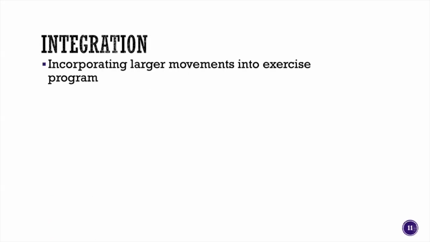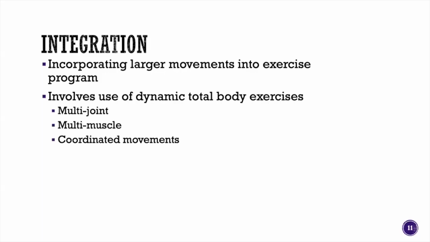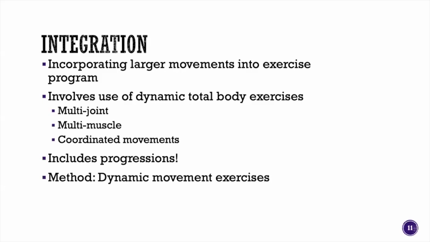After we have activated the muscles, kind of woke them back up and said, hey, we need you to be functioning as well, not just the overactive muscles, we're going to start incorporating larger movements into the exercise program. So these are dynamic exercises that cross joints, that use multiple muscles and require a lot of coordination. They're not just isolated. And this will include our progressions, working from wherever our client is at to be able to get them back up to full functional movements. And we'll go through progressions to be able to do that.